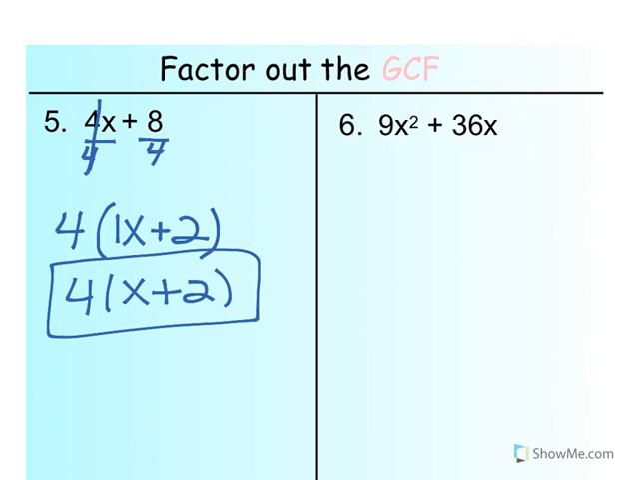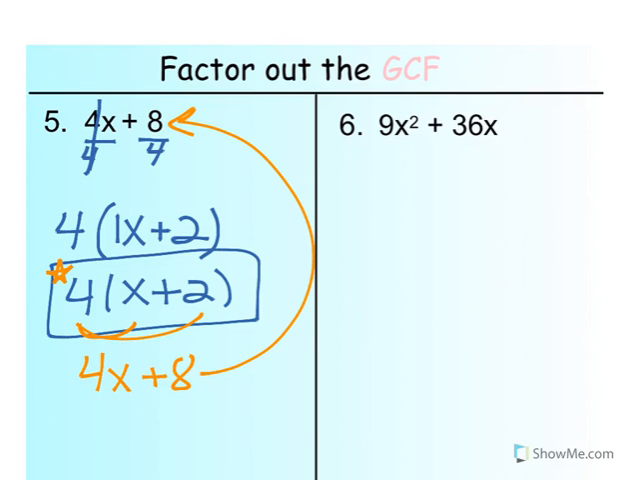One thing I do want to point out that you're not going to be required to do, but you can do to check yourself. Remember, we just practiced distribution. If I multiply 4 times x, I will get 4x, and 4 times 2 is 8. That is, in fact, the original binomial that we started with. So I know my factoring in my blue square right here, my factoring was correct.